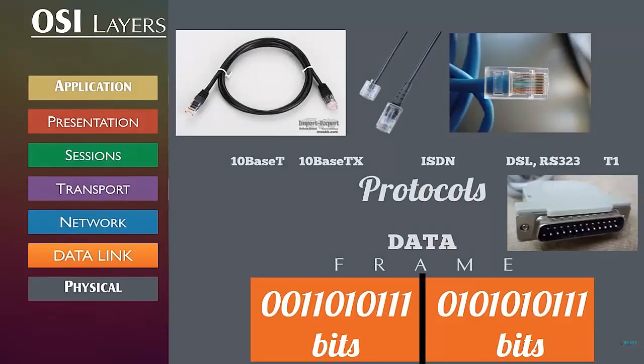Last is the physical layer of the OSI reference model, and this is where the cables and connectors come into the picture. Popular protocols are ISDN, DSL, RS232. Here the data is converted into bits, into zeros and ones, and then it is transmitted through the transmission media like your cables.